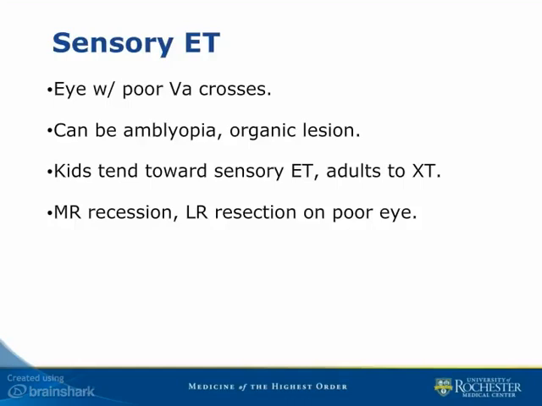Sensory esotropia is another cause of an acquired esotropia. It tends to be in cases of amblyopia or an organic lesion, where the eye with the poor vision will cross in. Kids, for some reason, tend towards sensory esotropia, where adults tend to become exotropic with sensory conditions. In these patients, you often do a recess resect on the poor seeing eye.